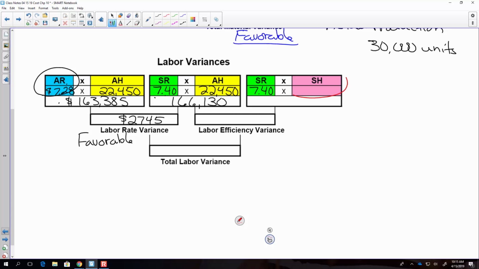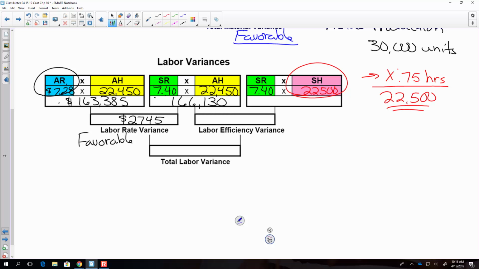Teresa, how about my SH? My SH, I got 22,500. And what did you multiply here? 0.75 hours. So our changeover should take, the standard is 0.75, gives us our allowed hours of 22.5.